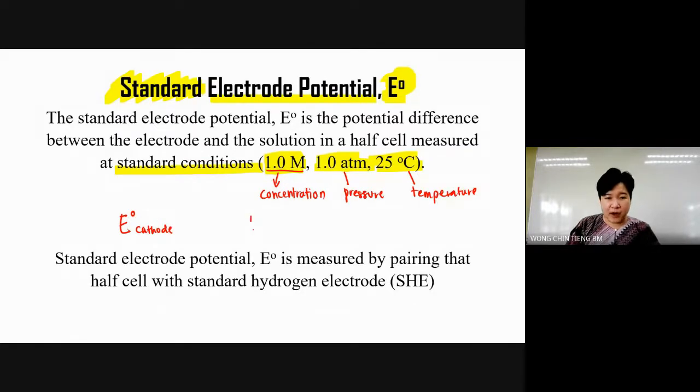And then kamu akan ada E0 anode. Okay, yang ni yang kita akan biasa jumpa sebenarnya. Alright, yang tadi kita jarang jumpa. Kalau kita nak measure apa-apa, biasa kita akan letak dia dalam standard condition. Alright, that is your standard electrode potential.